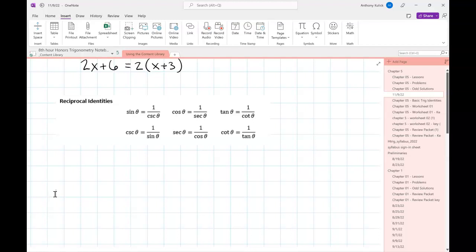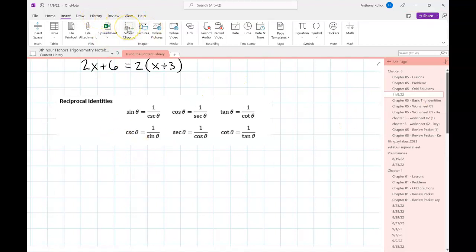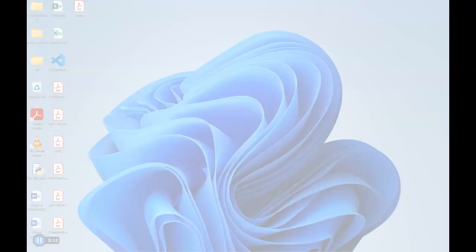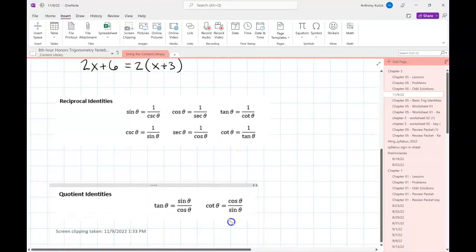Let's think about another relationship that we already know about. When I go to the unit circle, how do I find tangent on the unit circle? Y over x. On the unit circle, what's y? Sine. And what's x? Cosine. So we can say that tangent is sine over cosine. And if cotangent is its reciprocal, what can we say cotangent is? Cosine over sine. So we'll write those things down. That'll be another pair of identities. We'll call those the quotient identities.